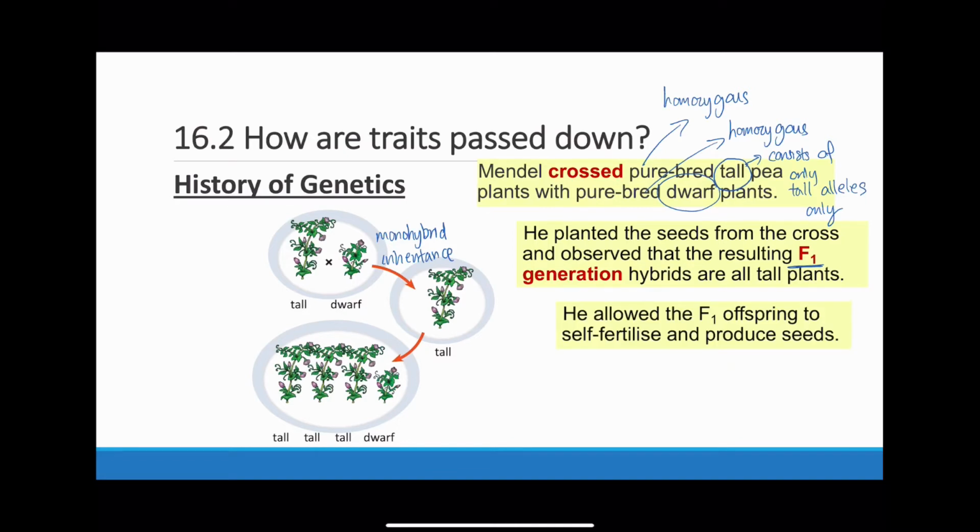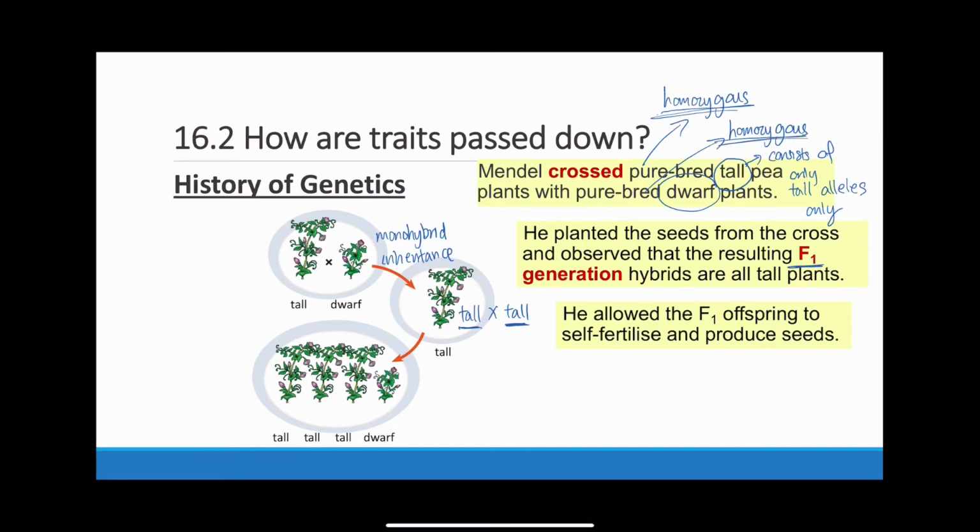Next, he allowed the F1 generation to self-fertilize, and he obtained the seeds from it and grew the seeds again. So in this F1 generation, he's taking the tall species and allowing it to self-fertilize. So we are crossing between tall and tall. But just take note, this tall is no longer like the parents, because the parents were purebred, which means the parents were homozygous. But I'm not saying that the offspring here are homozygous.